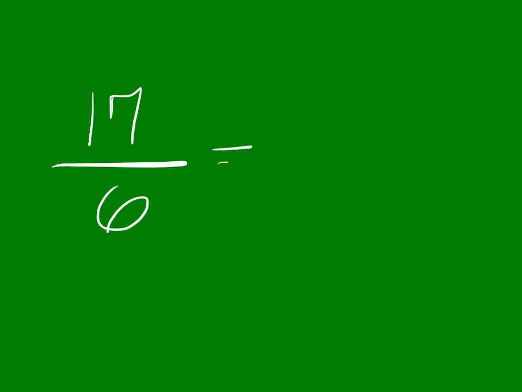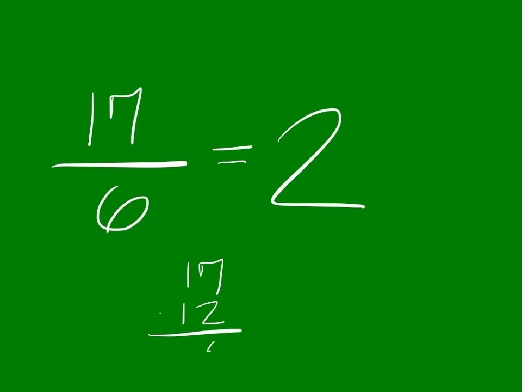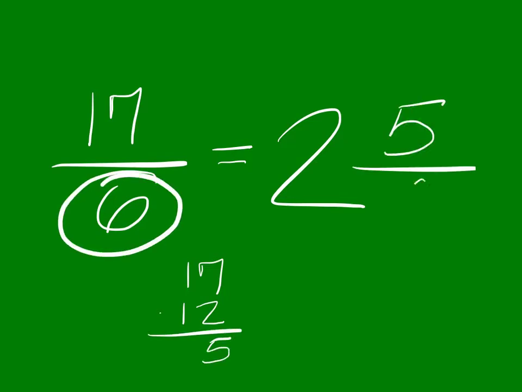On the practice problem, 6 goes into 17 twice. 6 times 2 is 12. You have 5 left over. Put the 5 over the 6.